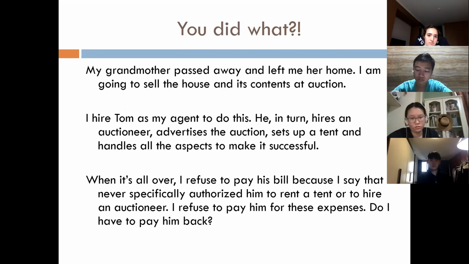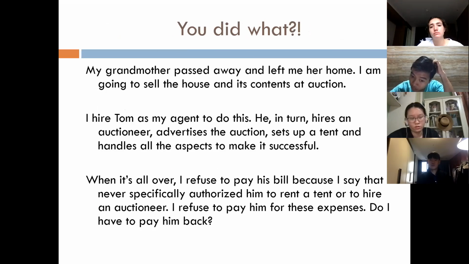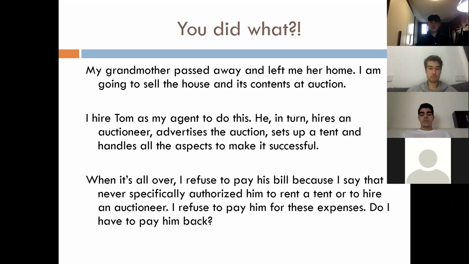My grandmother passed away and she left me her home. And I'm going to sell the house and its contents at auction. So I hire Tom as my agent to do this, and he in turn hires an auctioneer. He advertises the auction, he sets up a tent, he handles all the aspects to make it successful. And when it's all over, I refuse to pay his bill because I say that I never specifically authorized him to rent a tent or to hire an auctioneer, and I refuse to pay for these expenses. Do I have to pay him back?